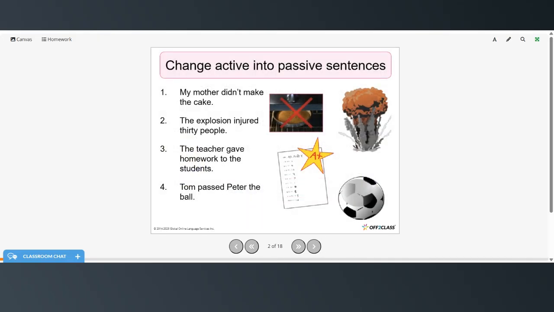Alright, so now take a look at these sentences and see if you can change the active into passive sentences. You can pause the video and try this on your own and then restart when you're ready to check your answers.